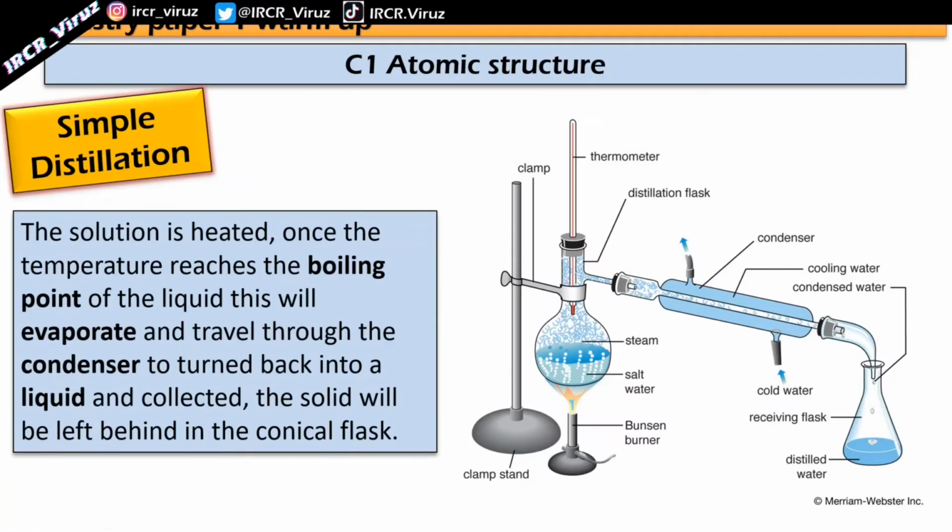The solid will be left behind in the conical flask. So if this was salted water, all the water will evaporate, turn into steam, and travel through the condenser. Over here we have a water jacket with cold water, and then all that steam actually turns back into a liquid and is collected, and you will have the salt left behind.